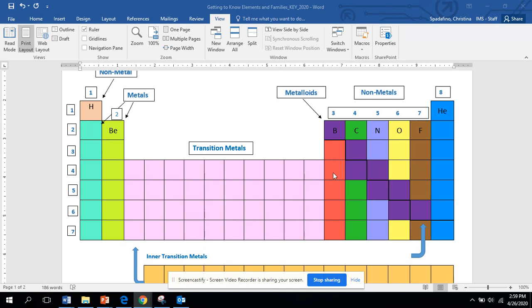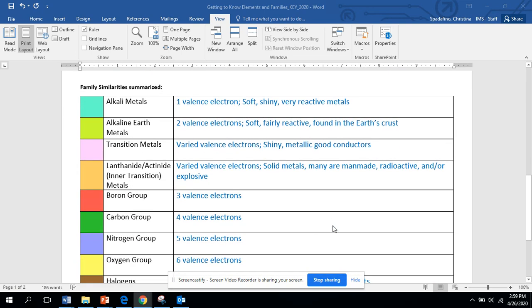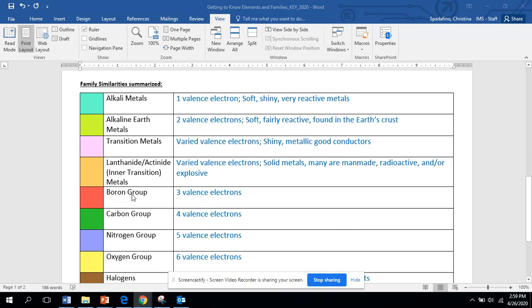And then let's color this family, the boron family. Let's color that in, whatever color you choose. And then we scroll down to the boron group. We'll get back to those in a minute. We'll go to the boron group, make sure you color. And all you need to know about the boron group is that it has 3 valence electrons.